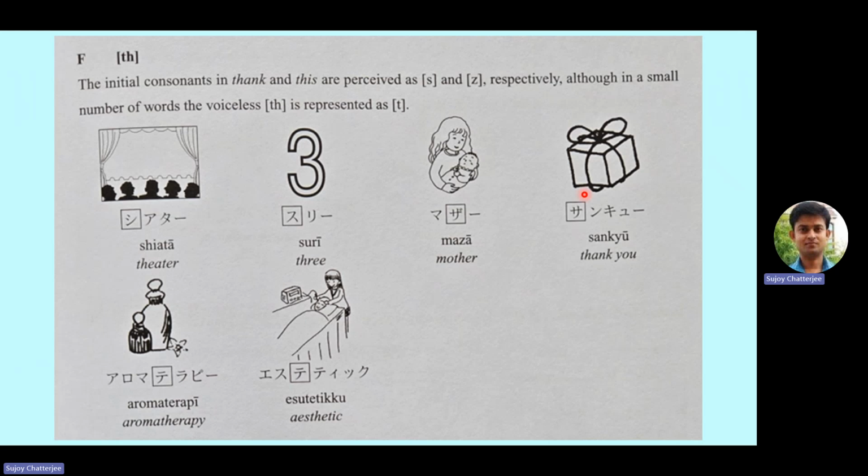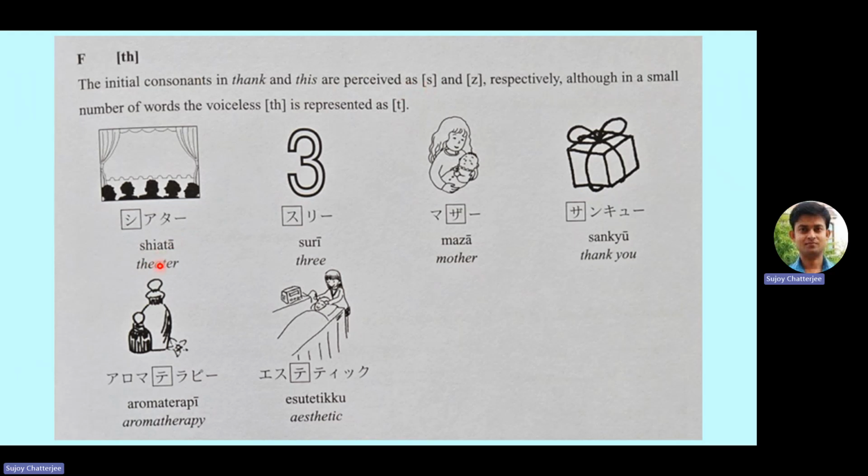Next is the TH. So what happens when there is a TH in an English word? The initial consonants in thank and this are perceived as s and z respectively. Although in a small number of words, the voiceless th is represented as sh. Let's understand using examples. First one is theater. So theater becomes shiata. Theater is shiata, because the th is perceived as s.